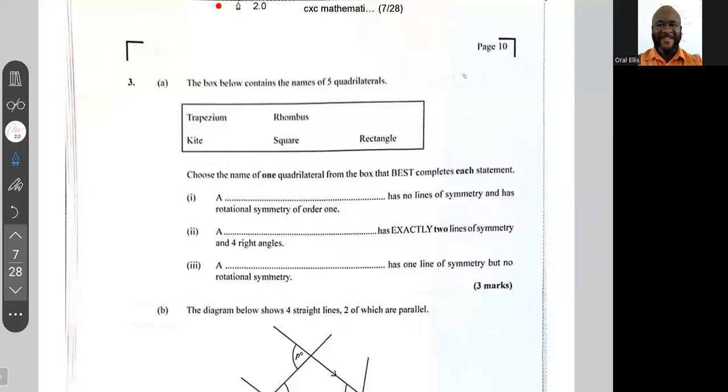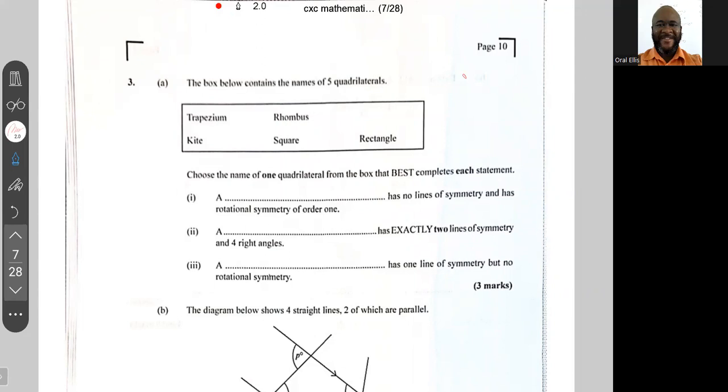All right, so January 2022, question number 3. It says, the box below contains the names of 5 quadrilaterals. Choose the name of one quadrilateral from the box that best completes each statement. Statement number 1 says: has no line of symmetry and has rotational symmetry of order 1.